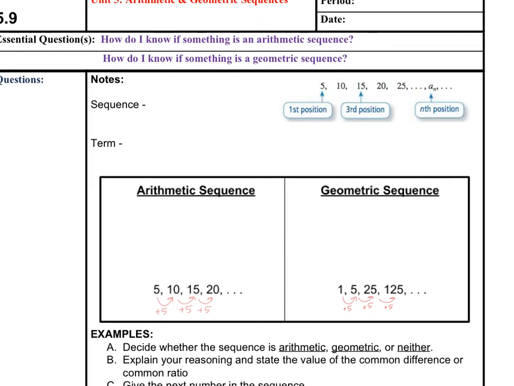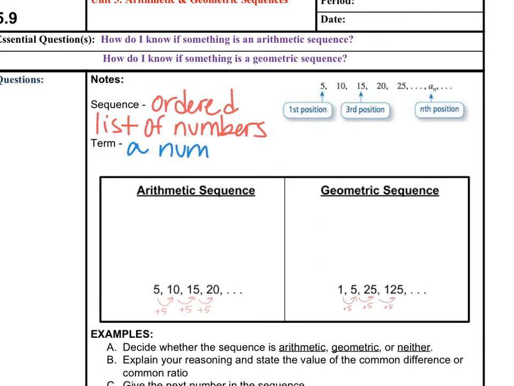So here's your definition of a sequence. It's literally just an ordered list of numbers, or you could say a list of numbers, but I'll say ordered. A term is a number in the sequence.